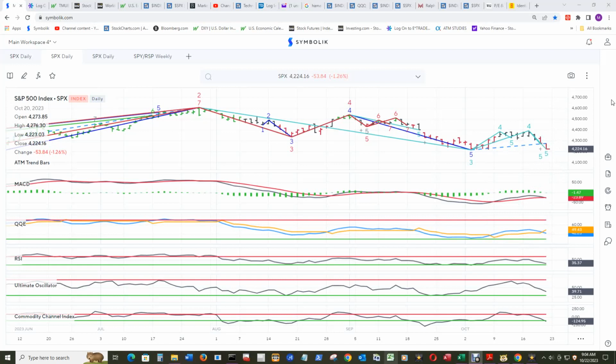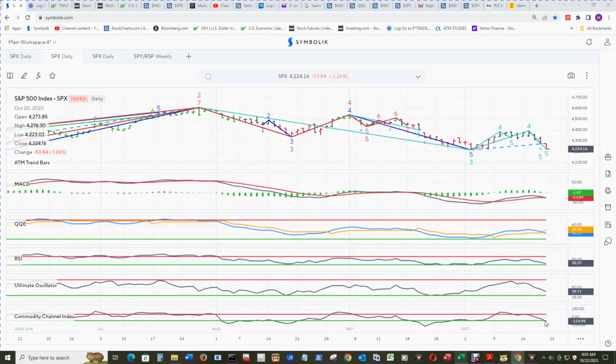And RSI is almost to the oversold 30 line here, and you can see the similarities between QQE fast and RSI as far as shape is concerned. QQE is a little smoother, but it's about the same. So the RSI is almost to 30 and QQE is still pretty good above it, so this is something interesting to watch here. And the ultimate oscillator is definitely pointed down and headed towards its oversold line here.